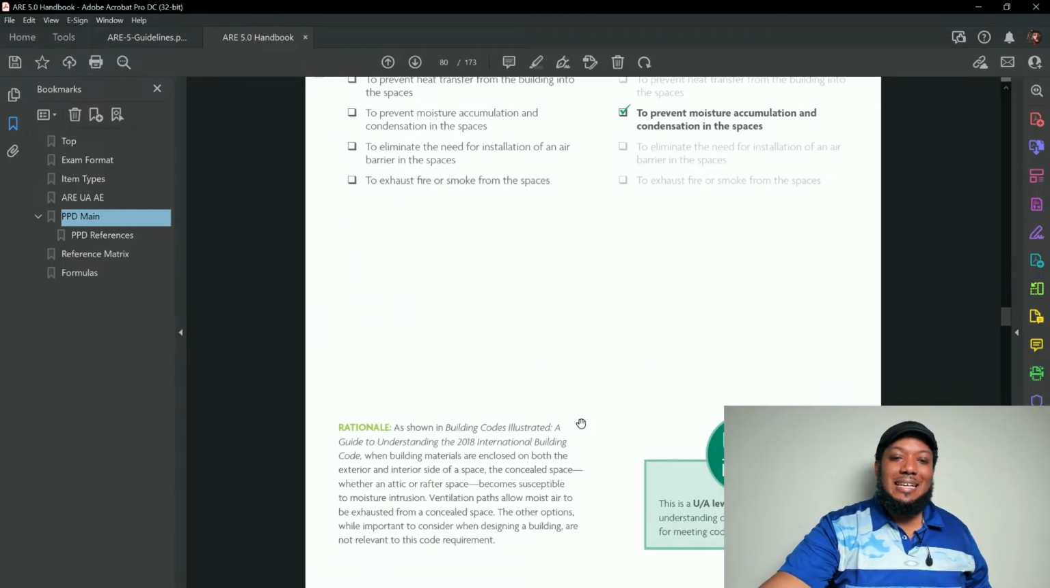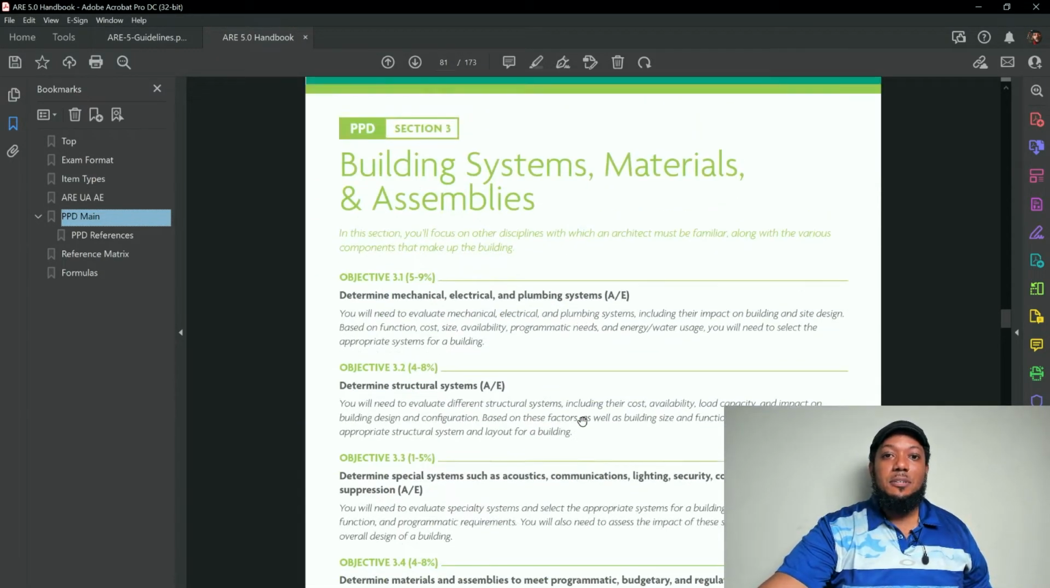Okay, let's move on to the next section where we're dealing with building systems, materials, and assemblies. Okay, so this section is going to start to get real. There are going to be questions on the exam. If you've taken it before, then there are these dreaded diagrams. Do I understand what thing goes where?